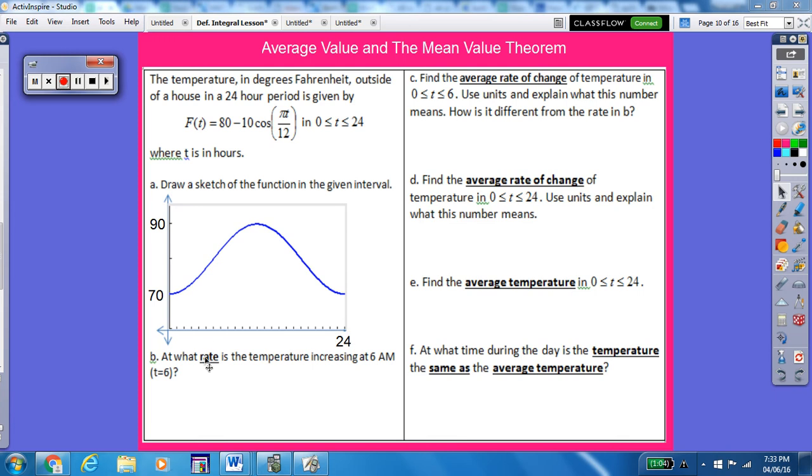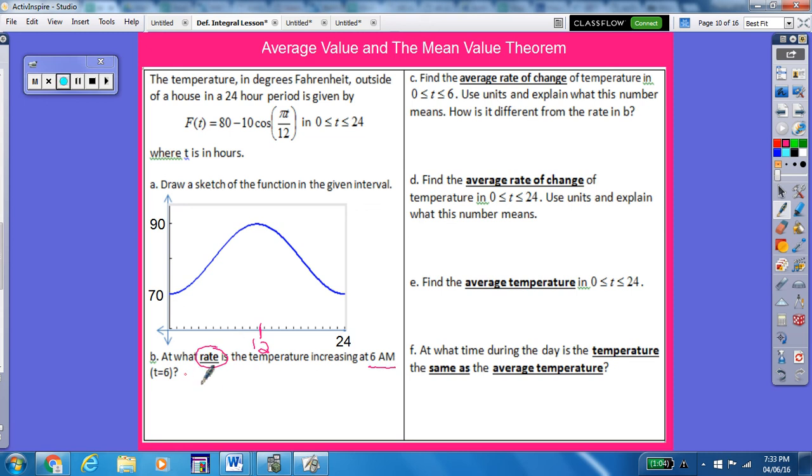And so the question is, at what rate is the temperature increasing when it is 6 a.m.? You'll notice the middle is probably around 12, so 6 a.m. is going to be somewhere here. And you can tell that the temperature is increasing, so I expect to get a positive answer when they ask me about the rate. We discussed in class that 6 a.m. is an instant. It didn't say the first 6 hours or between midnight and 6 a.m. It just said 6 a.m., which means an instantaneous rate of change.